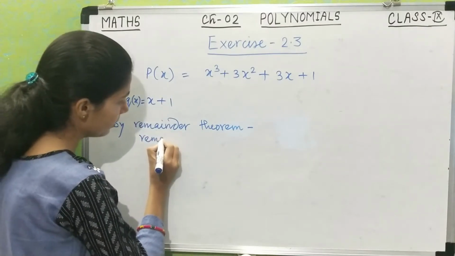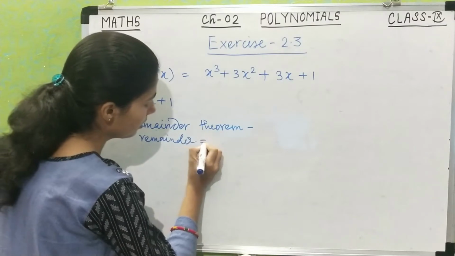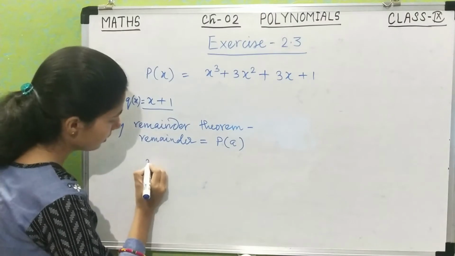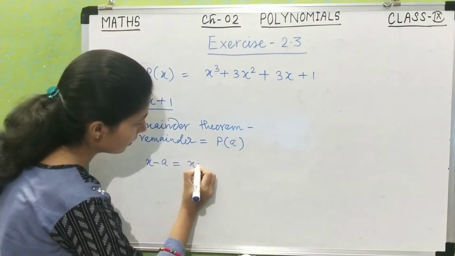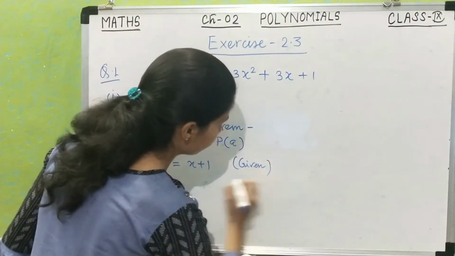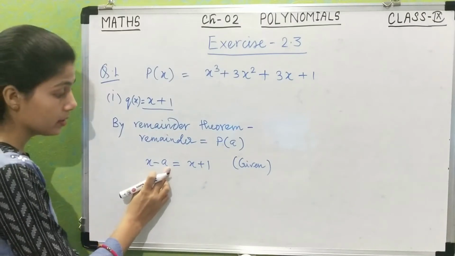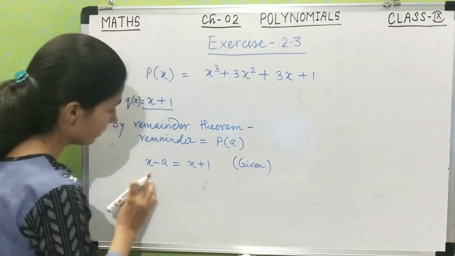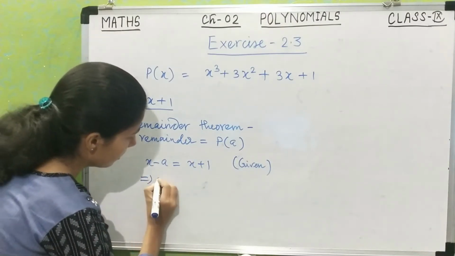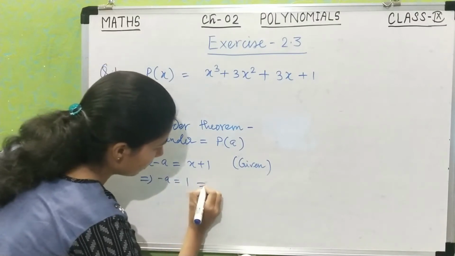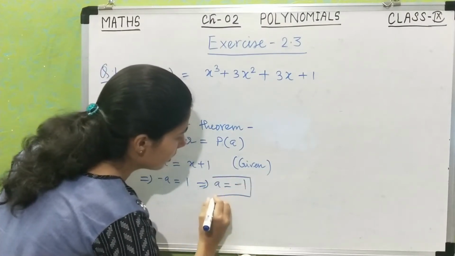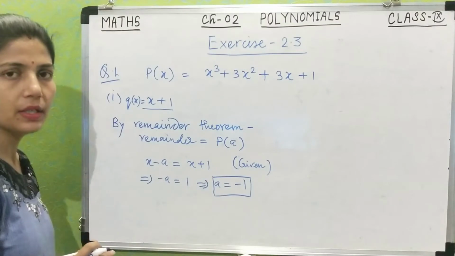So the remainder is pa. But here x minus a is given as x plus 1. Now we have to find first the value of a. See, x plus x, this will cancel out. You are left with minus a equals to 1, so a will be minus 1. Here a is the real number, that is minus 1.